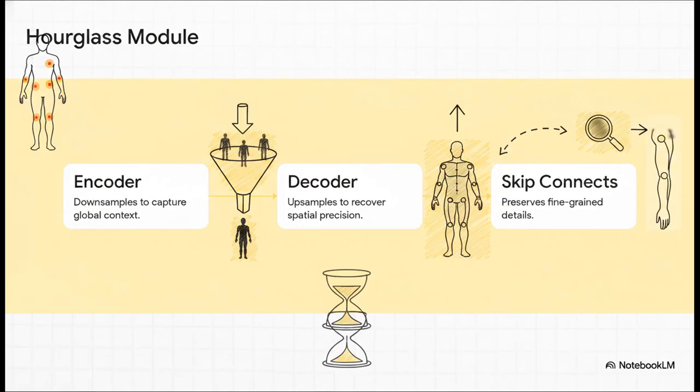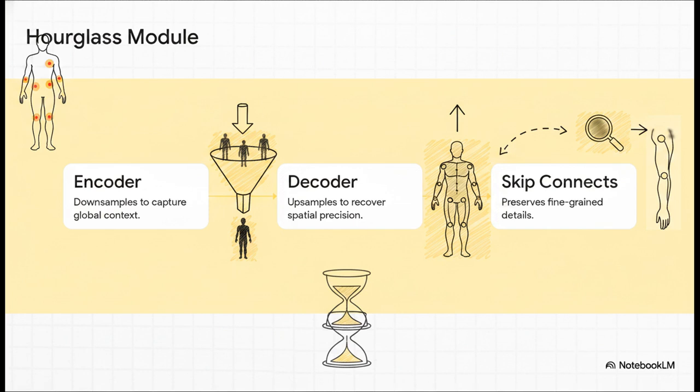To actually generate these heat maps effectively, researchers developed a famous architecture called the stacked hourglass network. It uses this brilliant three-step process. First, the encoder works bottom-up, downsampling the image to zoom out and capture the global context. Things like the overall orientation of the body. Then the decoder works top-down, upsampling back to normal size to recover spatial precision. Crucially, though, it uses skip connections to preserve the fine-grained details that might have gotten blurred out.